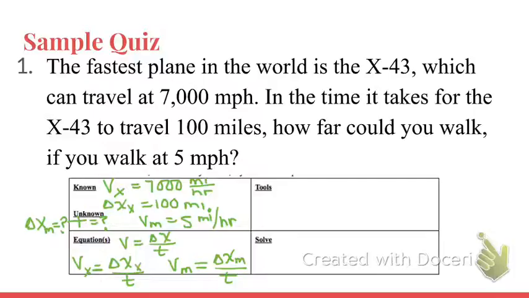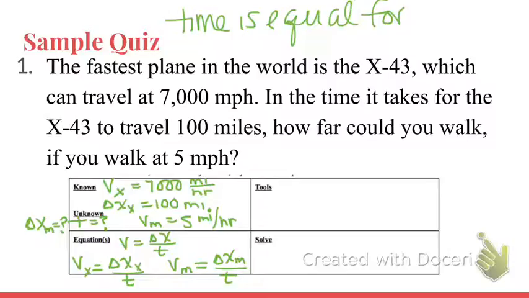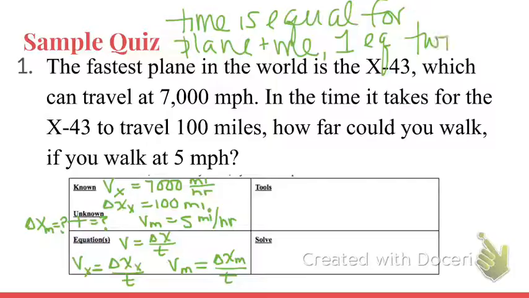So I'm going to use this whole tools and solve box to do my solution, and maybe need to go on to another page. A tool might be that I write out some words. I might say time is equal for plane and me. That's a tool, something I had to think about. And I use one equation twice. So maybe laying out how you're going to approach it is your tool. Maybe drawing a graph of the motion is a tool, if that makes sense to you.